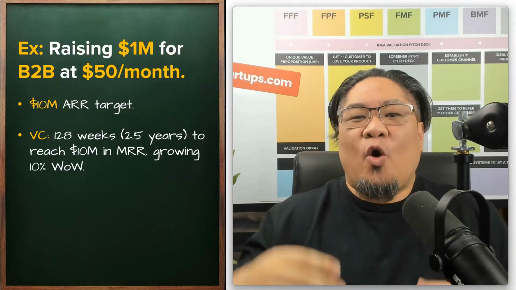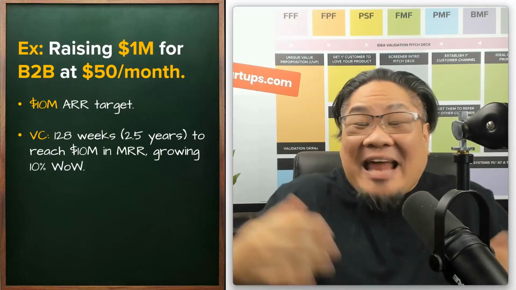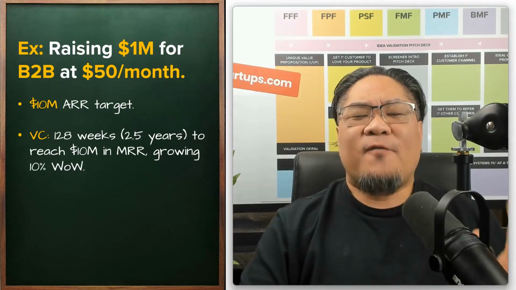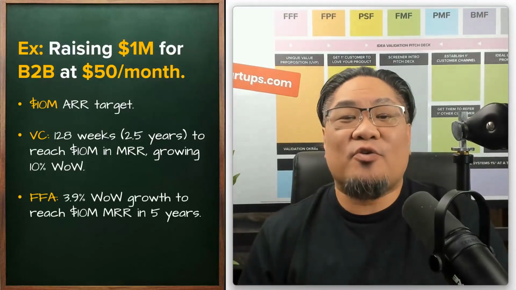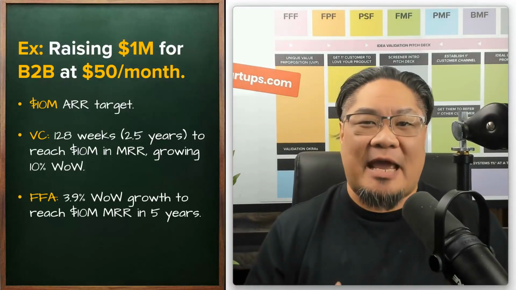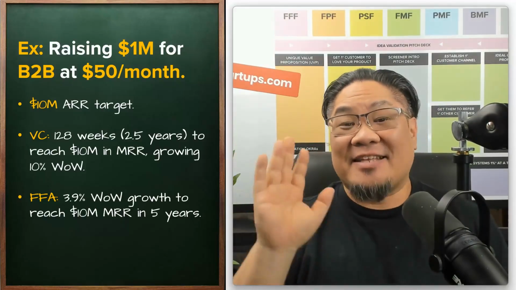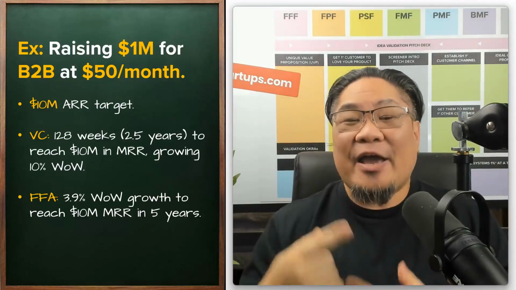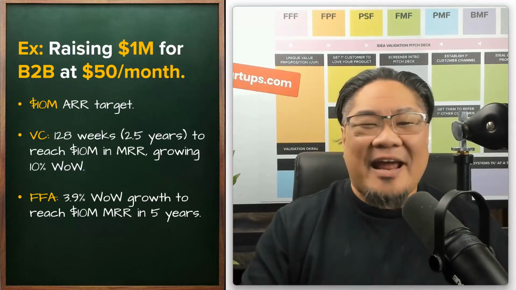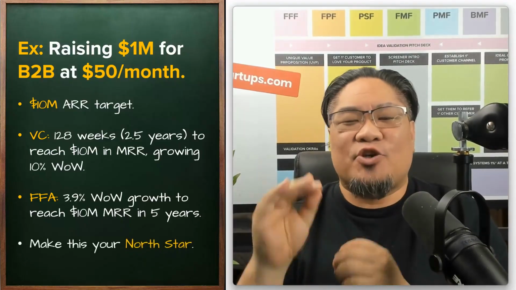Let's say you only go 1.25 years, and you're reaching $5 million in ARR. You may not want to have investor funding, but at least you're giving yourself the option by growing that fast to attract VC interest. For FFA rounds, you only need to grow 3.9% week over week to reach $10 million MRR in 5 years, and that's still fantastic. That's unicorn territory. Look at the difference. The math doesn't lie. Whatever it is, you're going to need to make this your North Star.